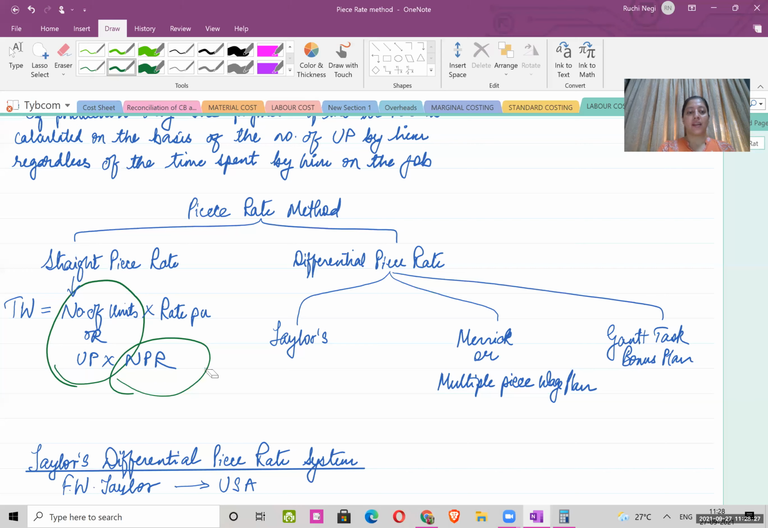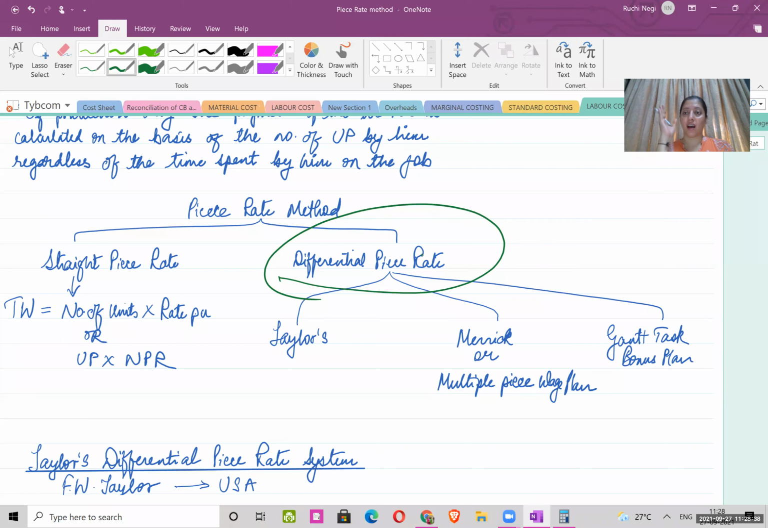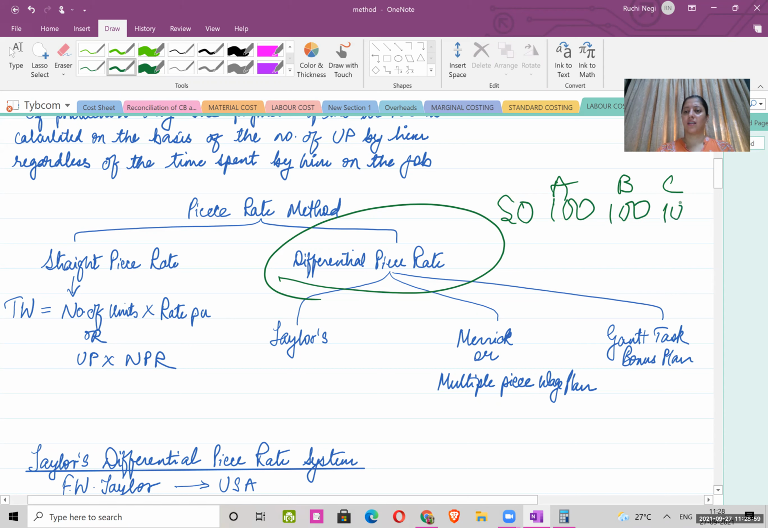Now when I am talking about differential piece rate, the word itself says difference. That means I am differentiating between the laborers. How am I differentiating between the laborers? Comparing them with the standards. So how am I comparing them? Just pay attention. Again, I'm taking the same example. I have 3 employees A, B, C. Suppose my standard output is say 100 units for all 3.